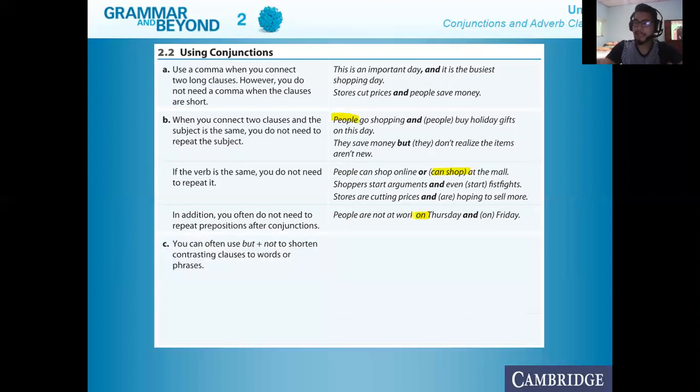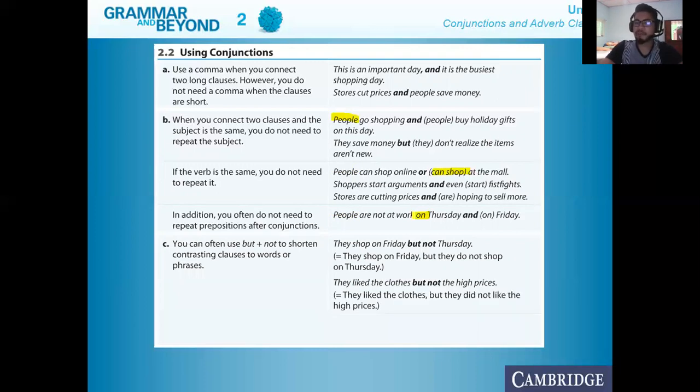You can use "but" plus "not" to shorten contrasting clauses to words or phrases. For example, the shop's on Friday but not on Thursday. This is so you don't write a whole sentence or a whole idea, but show the contrast without repeating yourself with the same action. For example, they shop on Friday but not on Thursday. They like the clothes, but not the high prices. You see here, they shop on Friday, but they do not shop on Thursday. This is the complete sentence we can say without shortening it, and the same happens here. Instead of writing all of this, I make it simpler and more appealing to the reader.